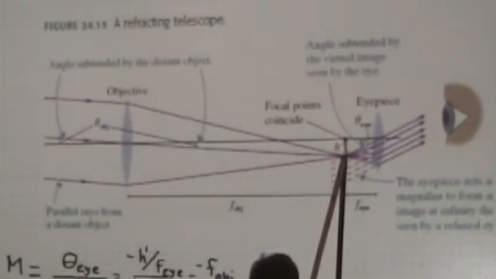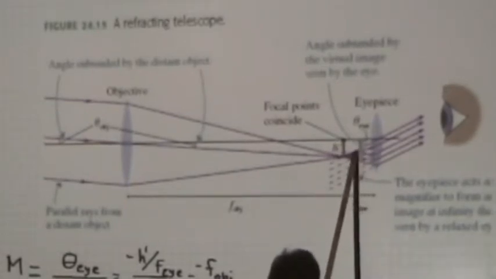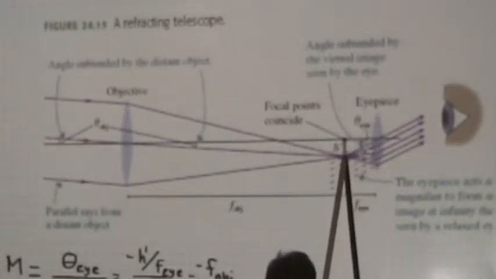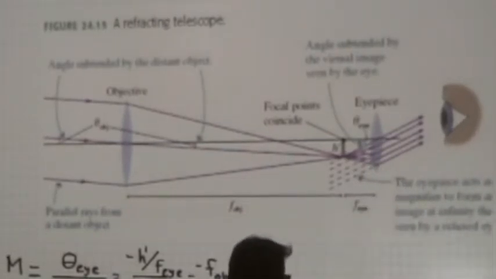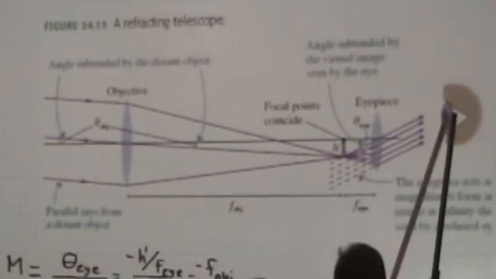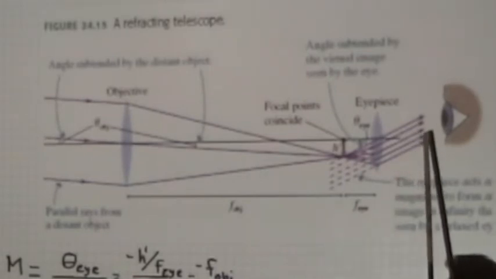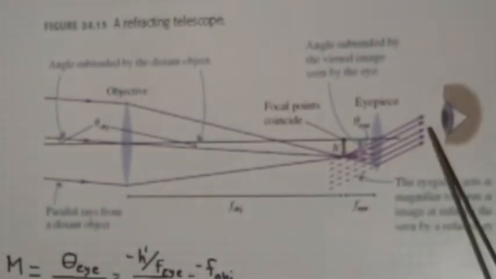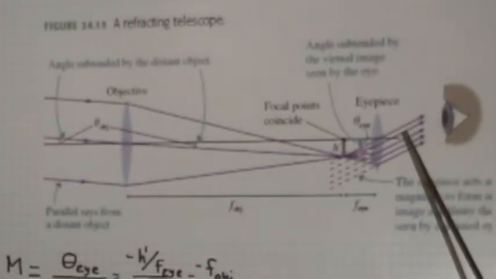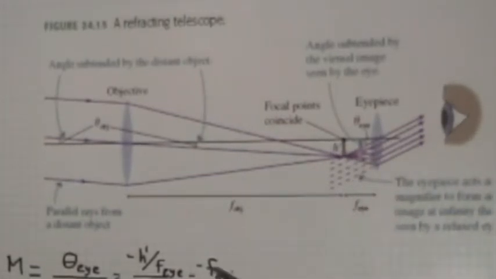If the location of the intermediate image coincides with the focal length of the eyepiece, then the light rays coming from this point will turn parallel on the other side. So a person looking at those light rays, first of all, doesn't need any accommodation to form an image of those light rays. So they seem to be coming from this direction.